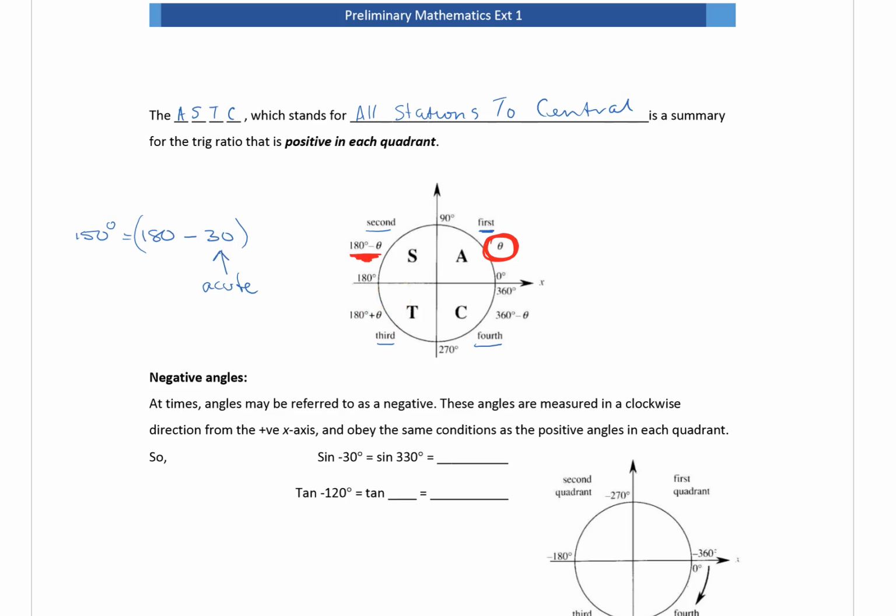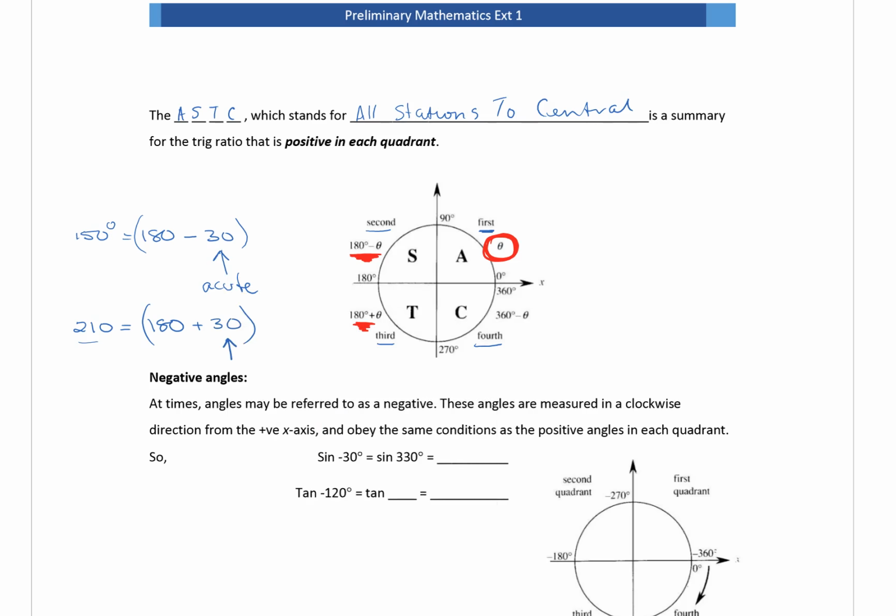Likewise, when we get to the third quadrant, we must realise that all angles in the third quadrant must follow this pattern. You must think of them that way. And so again, if I have got 210 degrees, I must think of 210 in terms of 180 plus 30. And again, 210 connects with this acute angle 30.